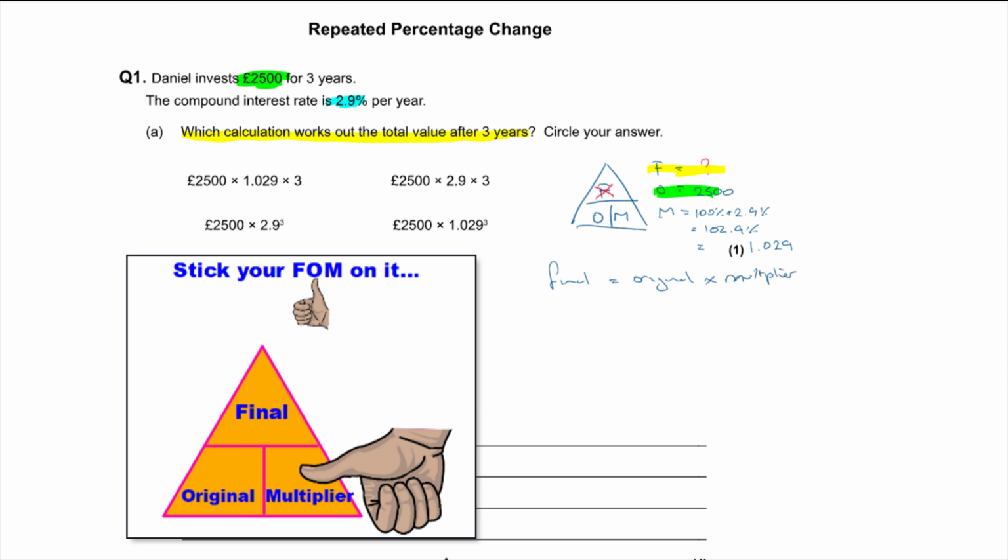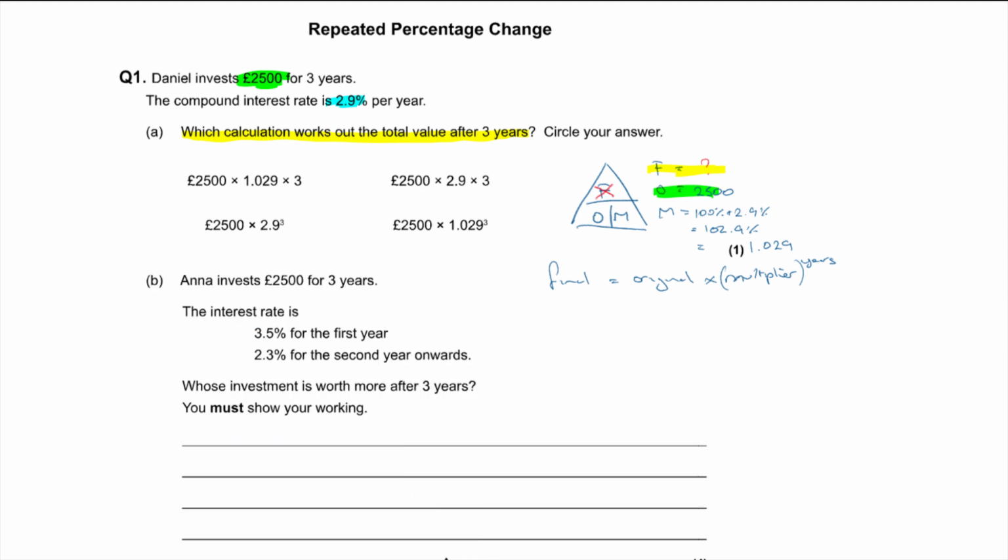Okay, and that's what it is for normal percentages. Now, if you've got a repeated percentage change, we just then need to wrap that in a bracket and raise it to the number of years or the number of times that you're applying it if it's not years. Okay, so that's a kind of just the extended version of what I normally do for percentages. So it's pretty much the same, apart from you wrap multiplier up in a bracket and put years as an index.